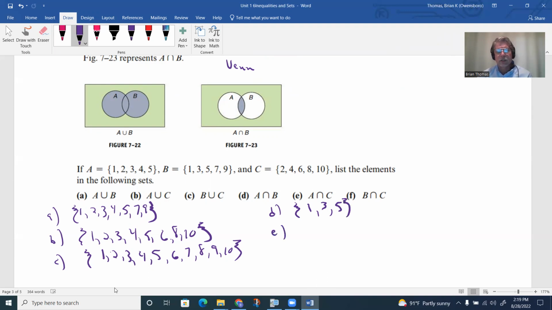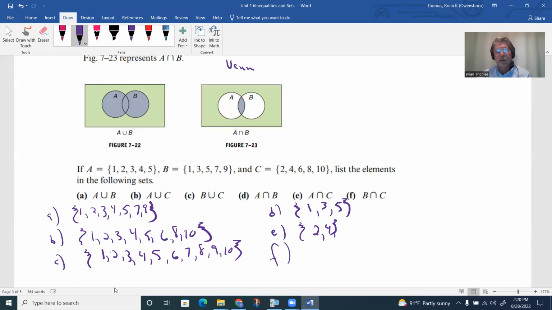So E is A intersection C. So only what A and C have in common. So I see that they both have a 2 in common. They have a 4 in common. And that's all I see in common. So just that 2 and 4.